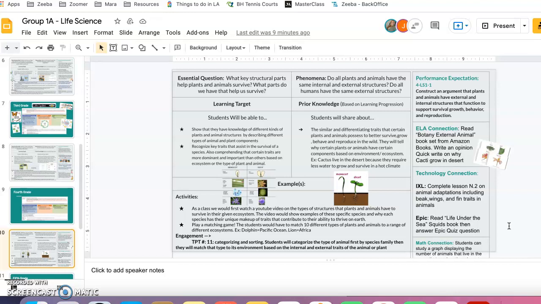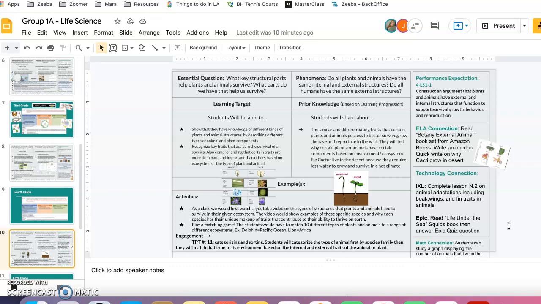The ELA connection, fourth grade is definitely a grade where reading is important. And after students read excerpts, it's important for them to be able to comprehend and then express their opinion, hopefully with like a quick write. There's a good book on Amazon. It's called Botany External Animal book set from Amazon Books. And it's just a set of books that kind of broadly describe the external structures of plants and why plants have those external structures based on their environment.